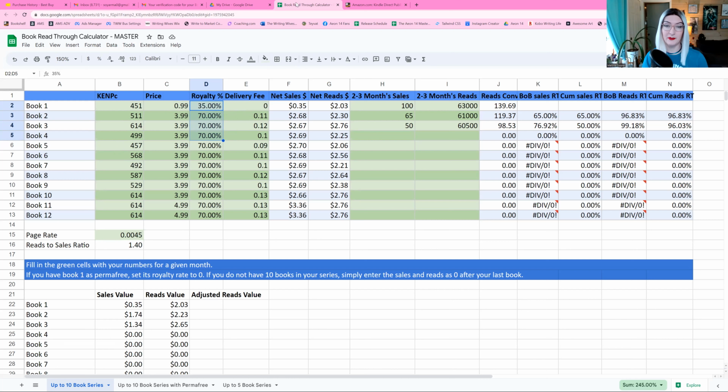It's going to be higher for omnibuses, lower for standalones. But it's a handy thing to know. It's also different for every country. I generally just put in the US price. And of course, if your royalty rate is 35%, there's no delivery fee.